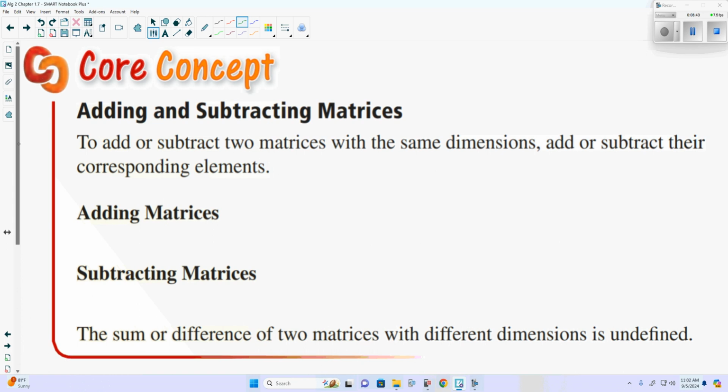Adding and subtracting matrices. To add or subtract 2 matrices with the same dimensions, add or subtract their corresponding elements. The only way we can add or subtract 2 matrices is if the dimensions are the same. They have to be the exact same. And then we add or subtract the corresponding elements.